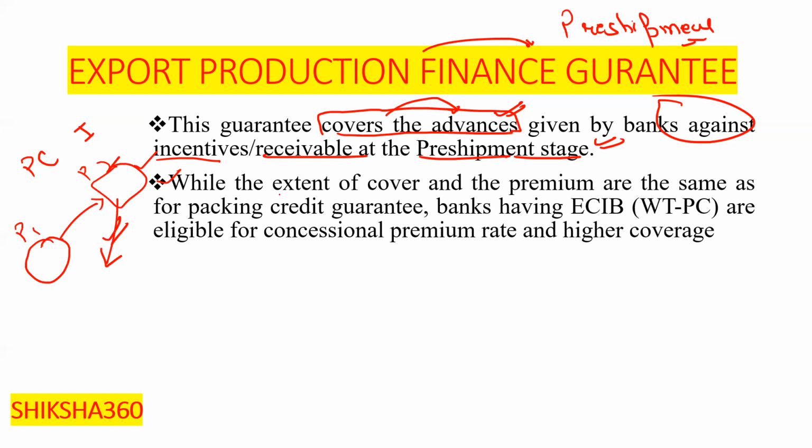While providing the shipment facilities, they will get some incentives, and against that this guarantee is given. The extent of cover and the premium are the same as for the packing credit guarantee, but banks with ECIB whole turnover packing credit are eligible for a concessional premium rate and higher coverage. They pay less and the cover is more.